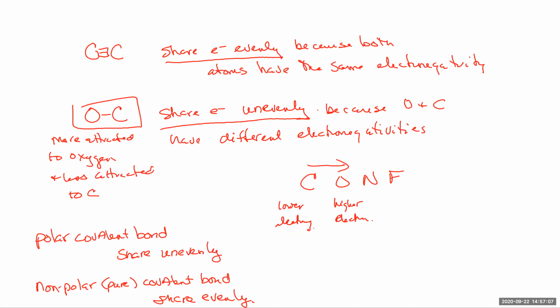So let's just look at another couple examples, and I want to throw another term in here as well. What if you had a bond between carbon and nitrogen? What kind of bond would that be? Well, again, it's going to go carbon, nitrogen, oxygen. Nitrogen is further over than carbon, and so this will have a higher electronegativity. This will have a lower.